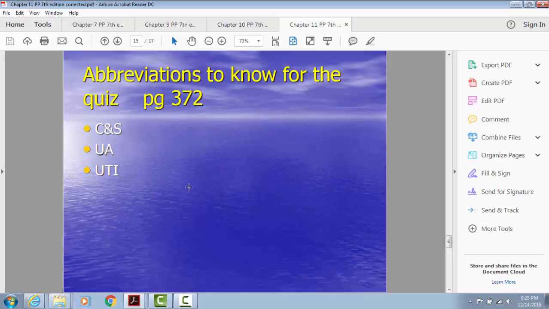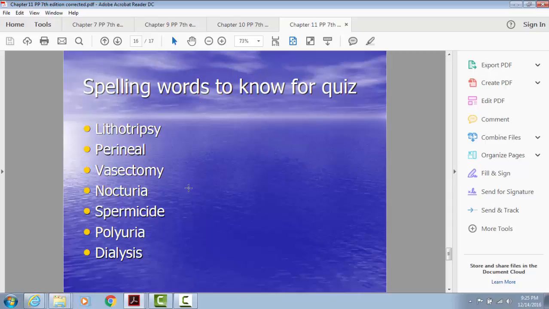Abbreviations to know, on page 372, C and S stands for culture and sensitivity, UA for urinalysis, and UTI for urinary tract infection. Spelling words for the quiz: lithotripsy, perennial, vasectomy, nocturia, spermicide, polyuria, and dialysis.